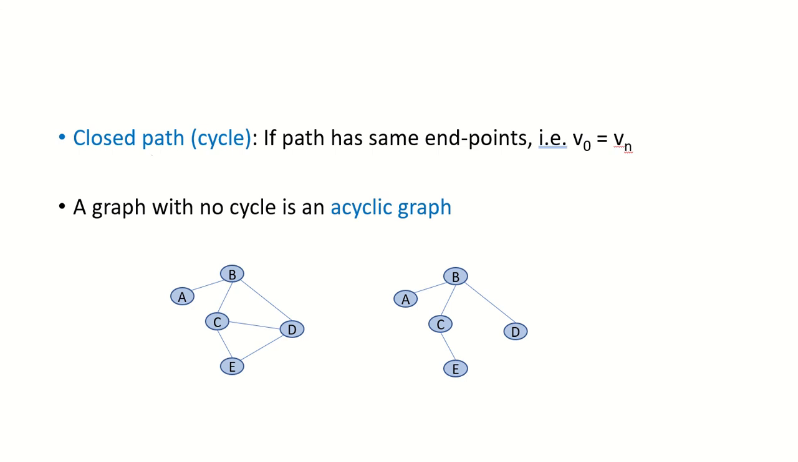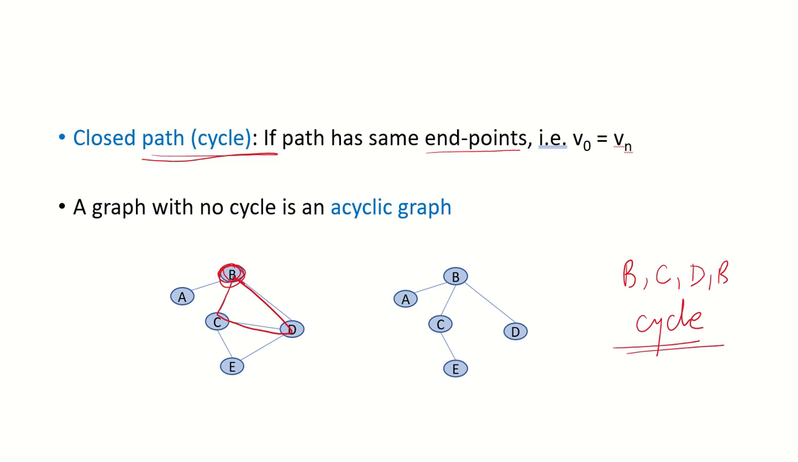A closed path is a path where the starting point and the end point are the same. So if we have a path like B, C, D, B, the starting point and the end point is the same. So this is a closed path and it is also referred to as a cycle.